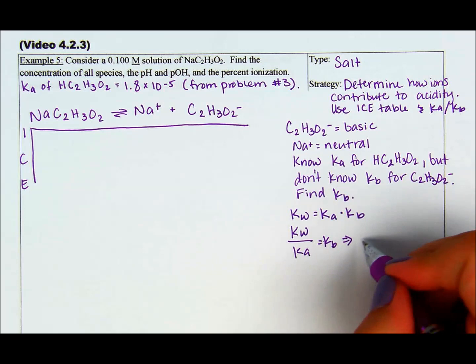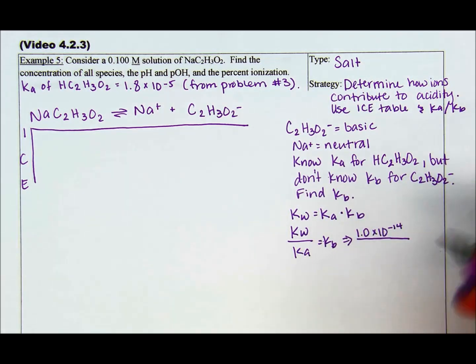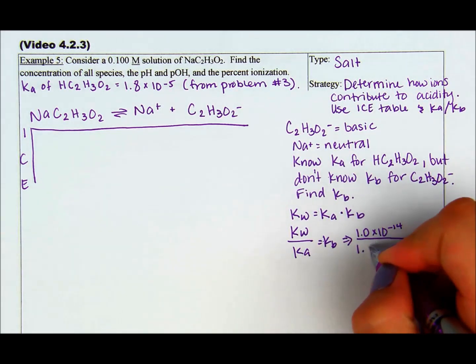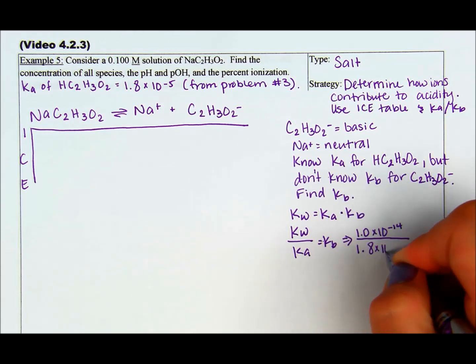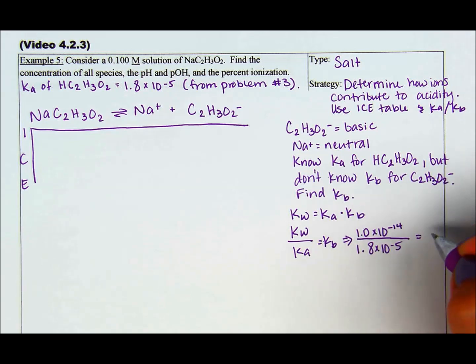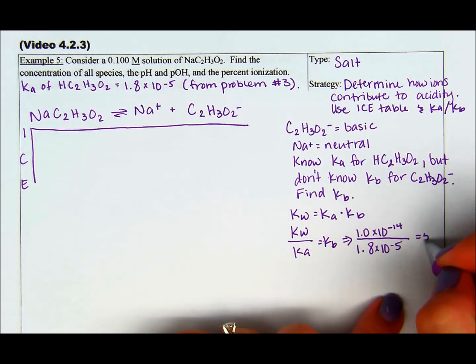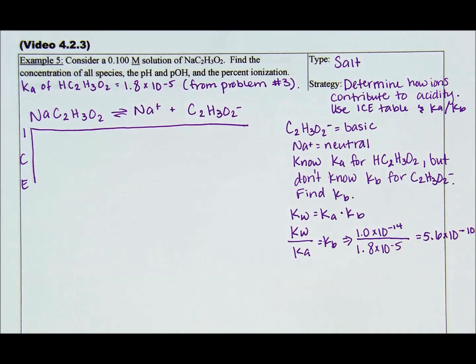Plugging in what we know, Kw, 1.0 times 10 to the negative 14, the K of water, and Ka, which is given to us up here, is 1.8 times 10 to the negative 5. So we know that our Kb is going to be equal to 5.6 times 10 to the negative 10. So that's our Kb, and we'll need that after we finish our ice table. Now we can move on with our ice table without having to worry about what the Kb is right there.